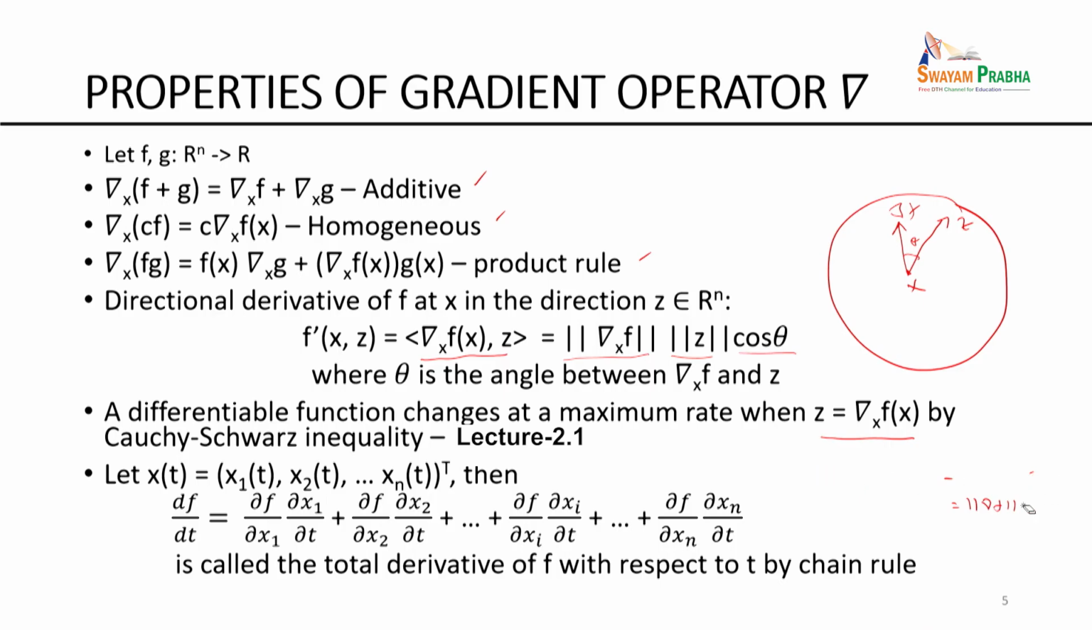Let me erase this. I can consider a function f of x of t. I want to be able to compute the total derivative of f. What is the total derivative of f? It is the partial derivative of f with respect to x1 times the rate of change of x1 with respect to t. Likewise for x2, likewise for xn. So this is called the total derivative with respect to t, and that follows from the chain rule. These are extensions of the rule that we have learnt in ordinary differential calculus, which is the univariate calculus, to multivariate calculus.